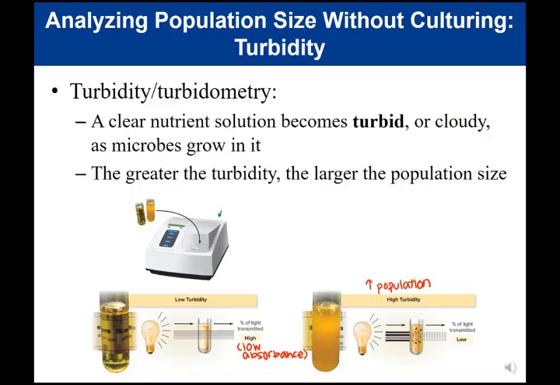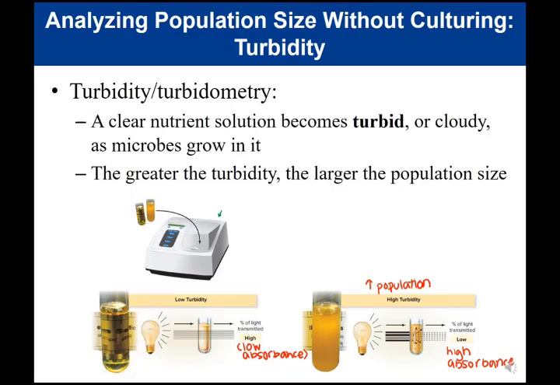We get low transmittance or high absorbance because the bacteria is causing that light to reflect, and therefore it's not going to pass through the sample. And so this is a way that we can quantitatively determine the relative population size.